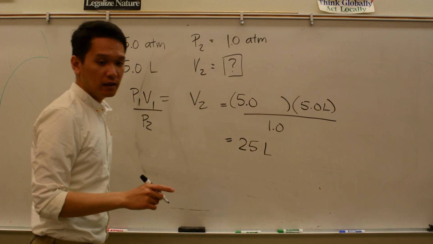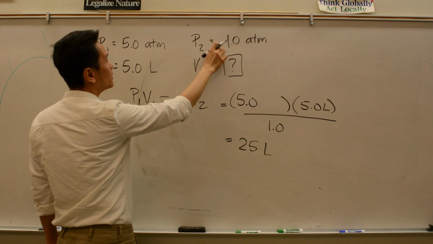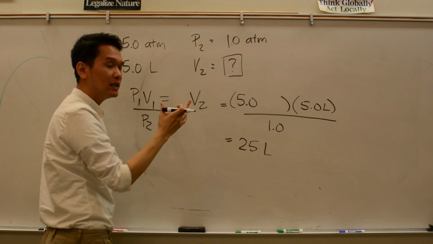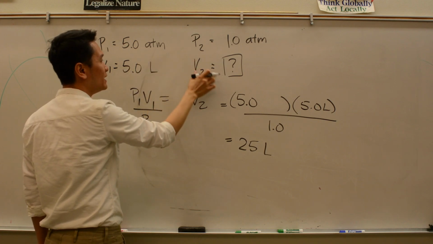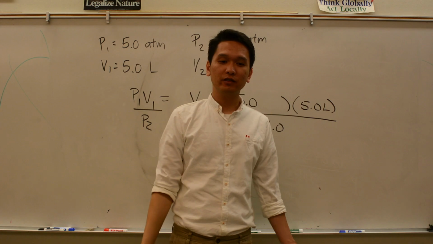Again, making sure our answer makes sense. Our pressure decreased, and pressure and volume are inversely related. So volume must increase, and it did increase. So the answer there is 25, which is letter B.